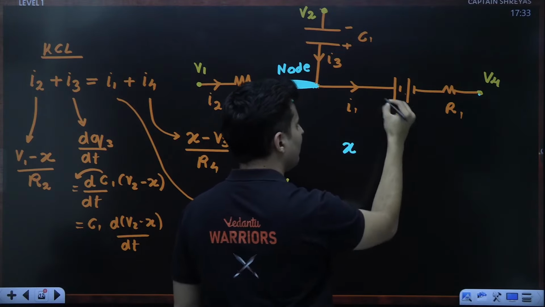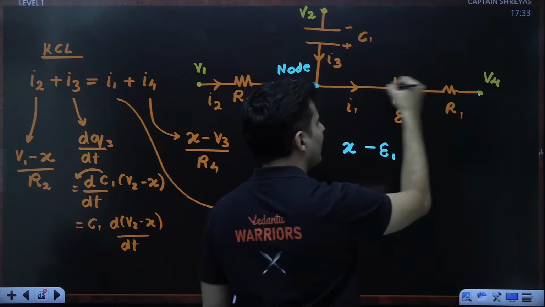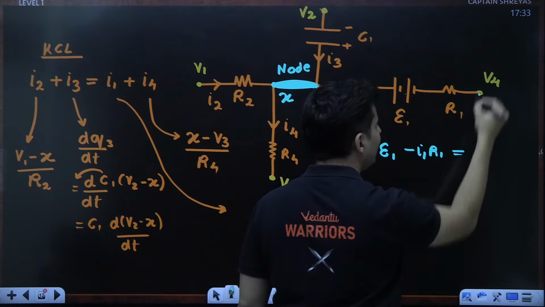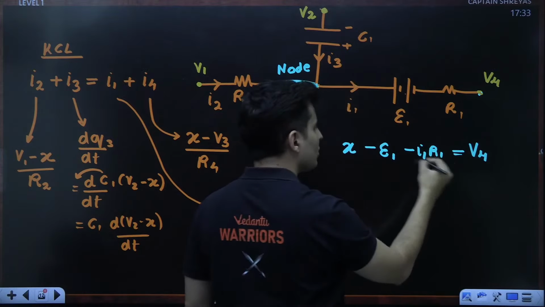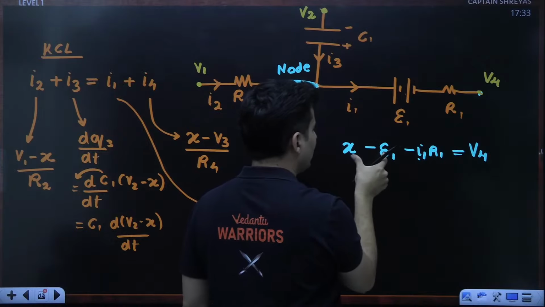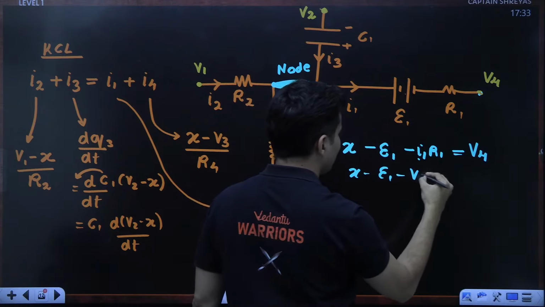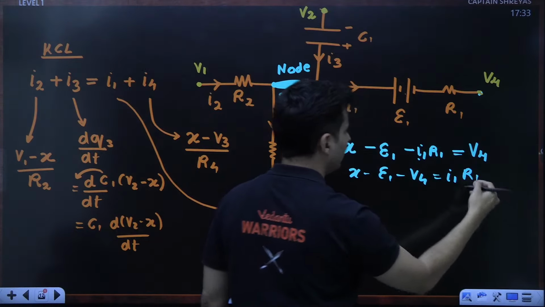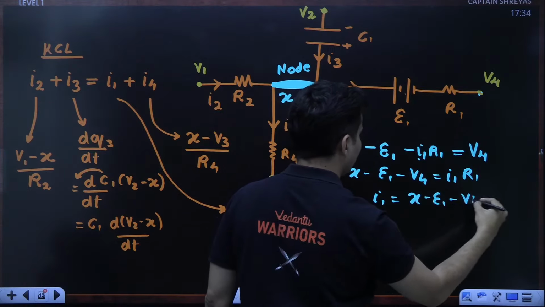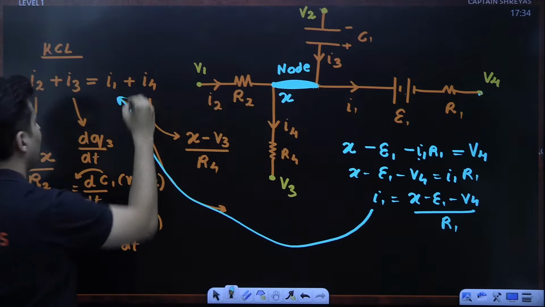What you encounter over here is a battery which goes from positive to negative. So there is a drop, so minus E1. Again, I'm going through a resistor, so there will be a drop. So it will be minus I1 R1. Finally, I reach here, where the potential is V4. So rearrange this. I just want I1. Remember that. So bring V4 over here. So X minus E1 minus V4 is I1 R1. Therefore, I1 will be basically X minus E1 minus V4, the whole thing divided by R1. So that is what this particular I1 will be.